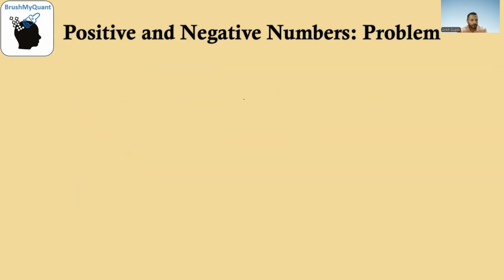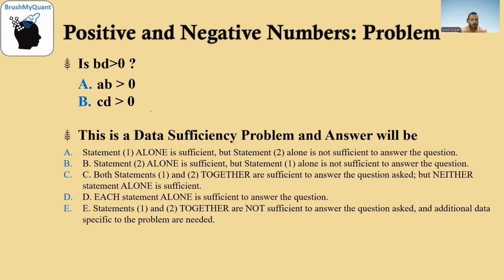Let's try another problem. So is B into D greater than 0? And two option choices are given to us. A into B is greater than 0 and C into D is greater than 0. Now this problem belongs to a problem category which is called data sufficiency. And in order to answer this, this is how you typically go ahead and answer, right?